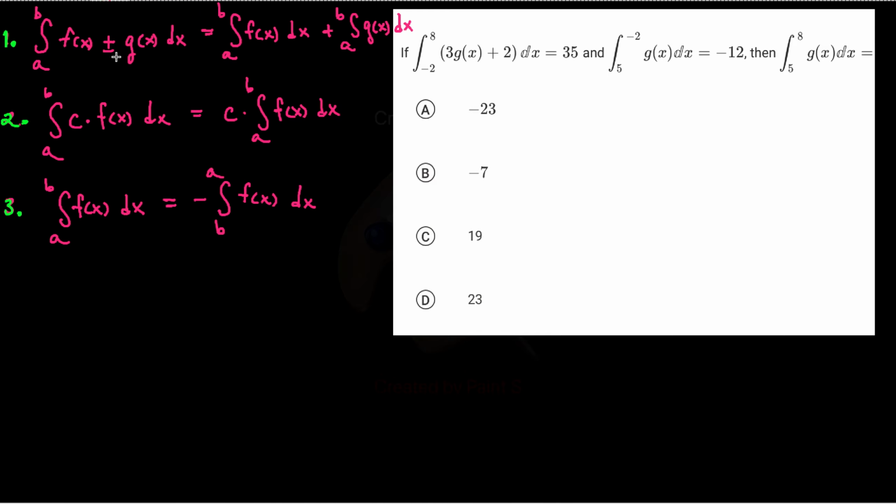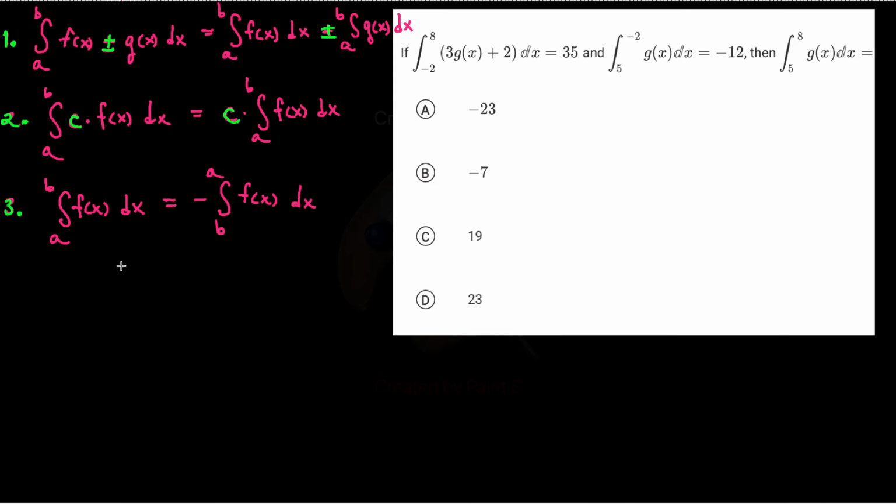The integral of a sum or difference is the sum of the integrals or the difference of the integrals. So I should put plus or minus. I didn't put the minus, but I put plus or minus here. It just says that I could split the integral along a plus or a minus. Then number two says that I could factor constant terms outside the integral. So if it's the integral of 4 times f of x dx, that's just equal to 4 times the integral of f of x dx.